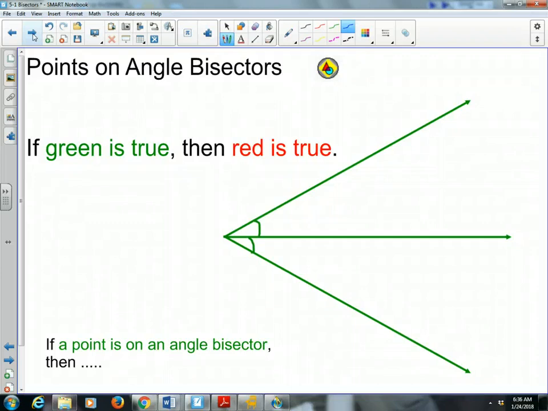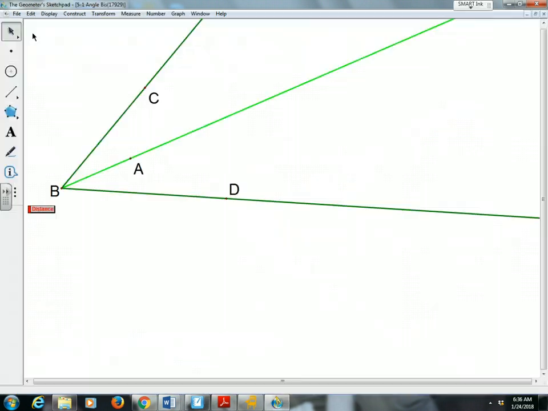The second point, let's take a look at this one. If a point is on an angle bisector, so this blue line right here, I guess it's a blue ray, it is an angle bisector. It cuts the angle in half. If we have a point on this line, let's say we have this point right there, what do we notice about that point? Again, let's take a look at this sketchpad document to get a better understanding of this.